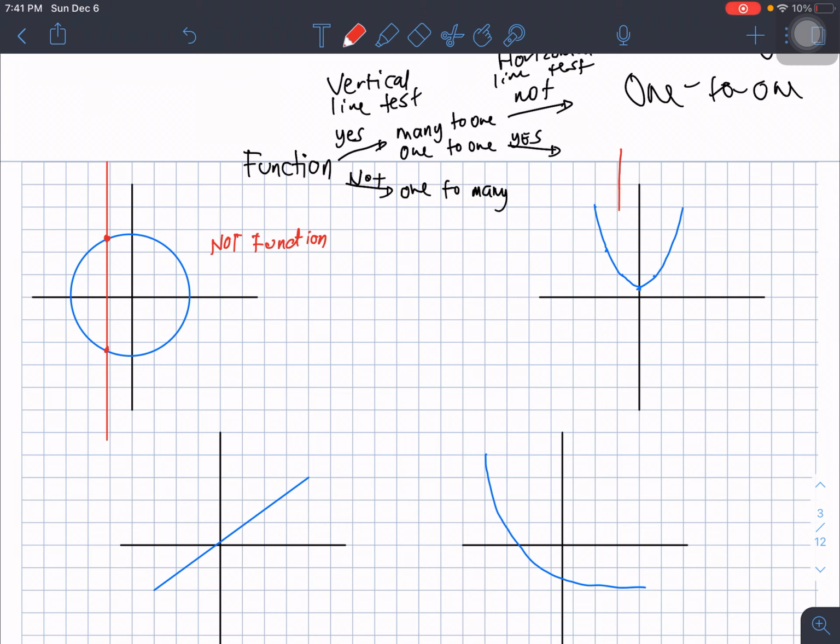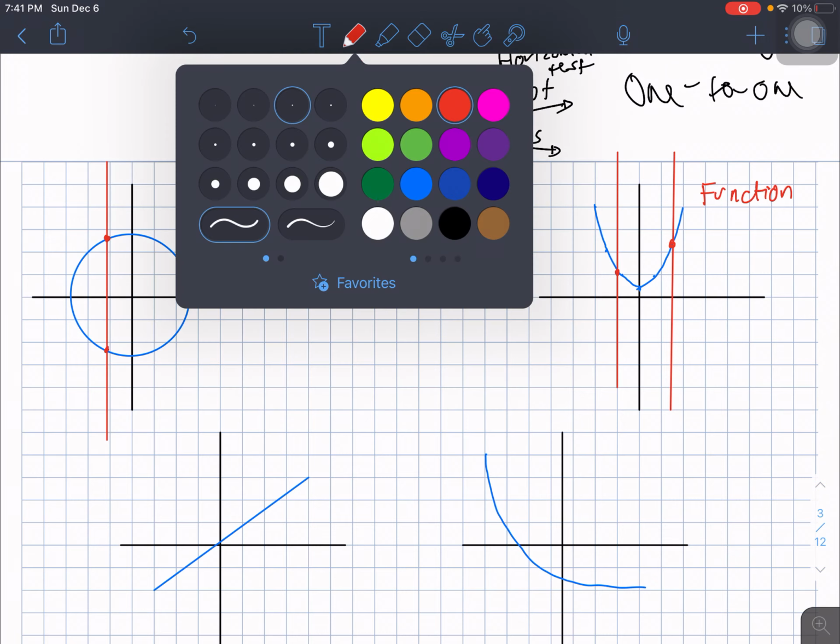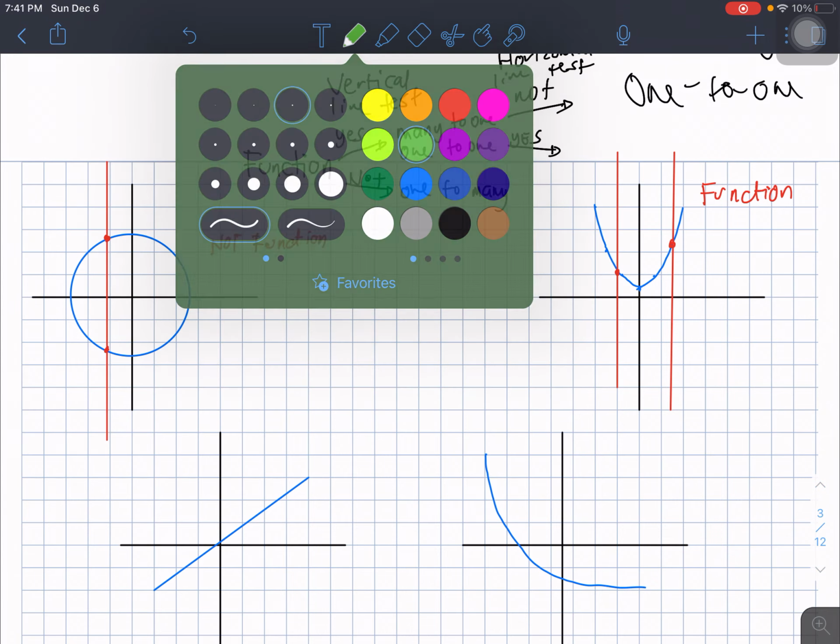I drew a vertical line. At any point of the graph, this only passes at one point of the graph. Let's say I drew a line here. It only passes through one point of the graph. So if you draw at any point of the graph and it only passes one point, then it is considered a function. So this is a function. How about we identify if it is a one-to-one correspondence?